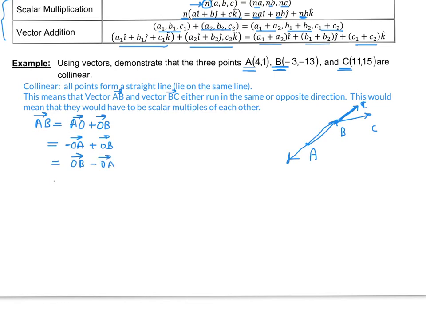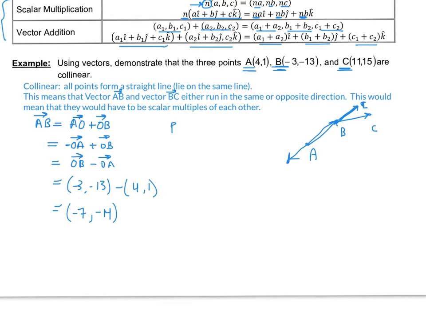If I look at OB, vector OB is negative 3, negative 13. Vector OA is 4, comma 1. And when I subtract that, I get negative 5, comma negative 14. Just kidding, no, I don't. I don't get negative 5, I get negative 7 there. Sorry, negative 7, comma negative 14. So that represents vector AB, joining A to B.